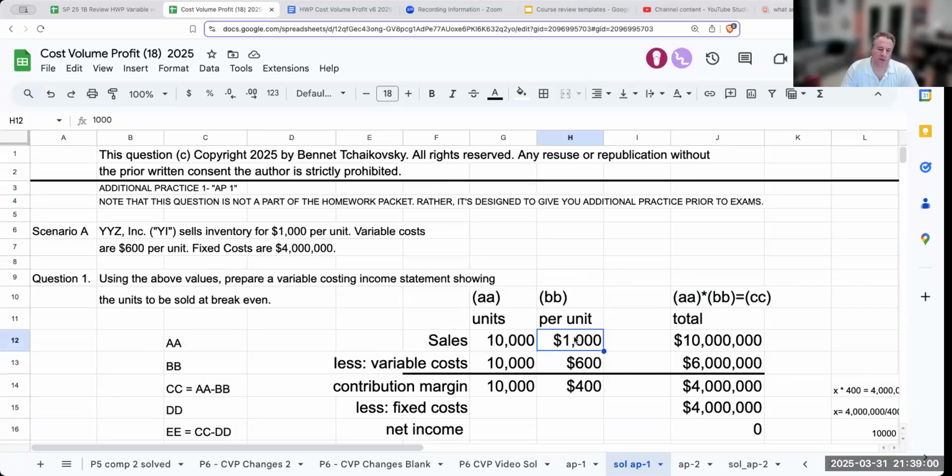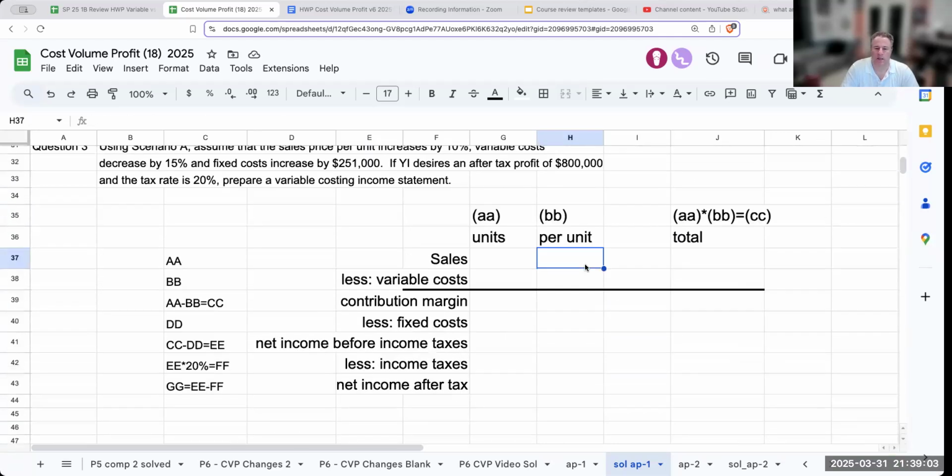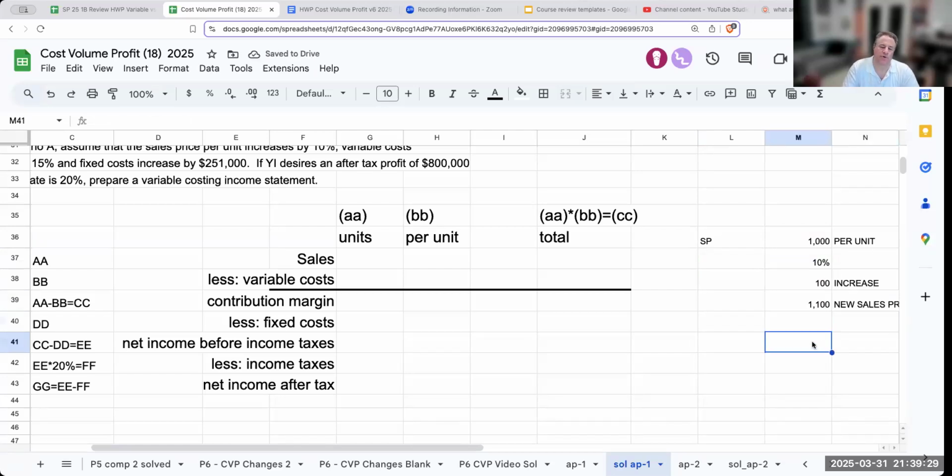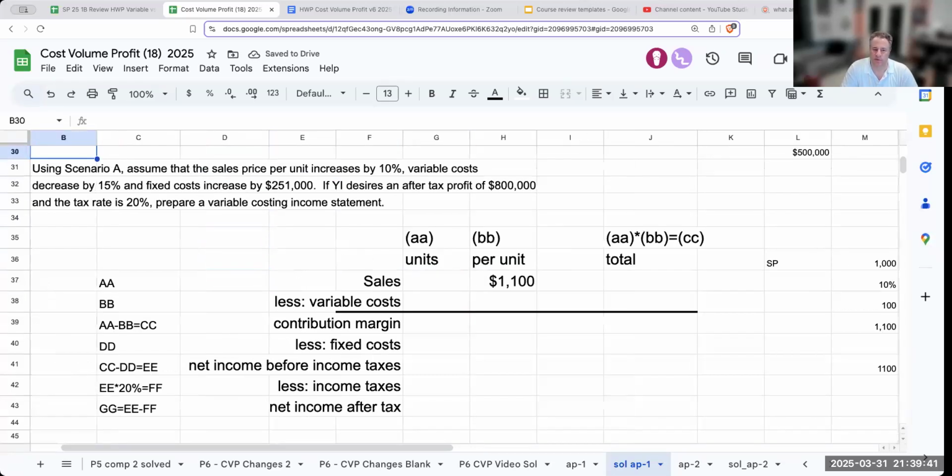Well, we were selling it for $1,000 per unit. My sales price is 1,000 per unit, right? If it's increasing by 10%, I can say, well, 1,000 times 10% is 100. It's the increase. So my new sales price per unit is going to be $1,100. Alternatively, I could have just said, well, 1,000 per unit times 1.1 is going to give me 1,100. So that is the per unit amount that is going to be my new sales price.